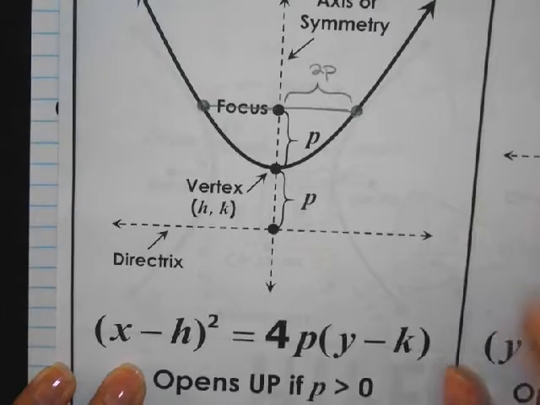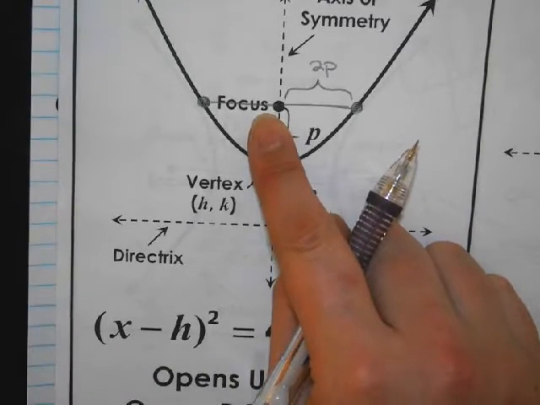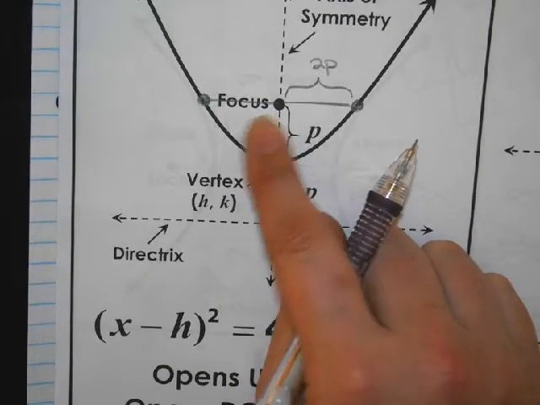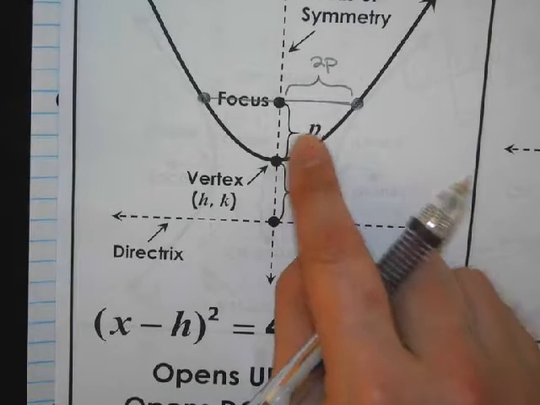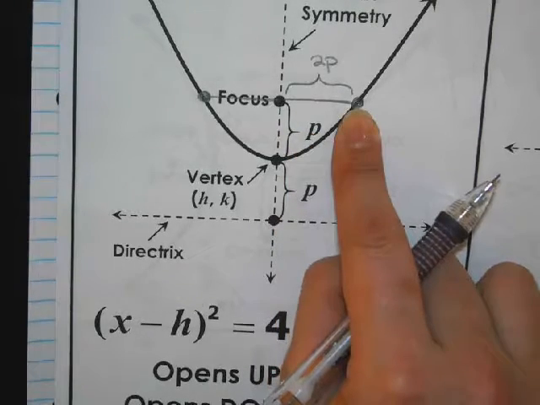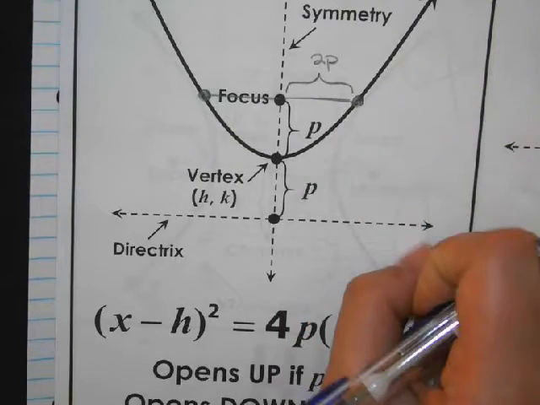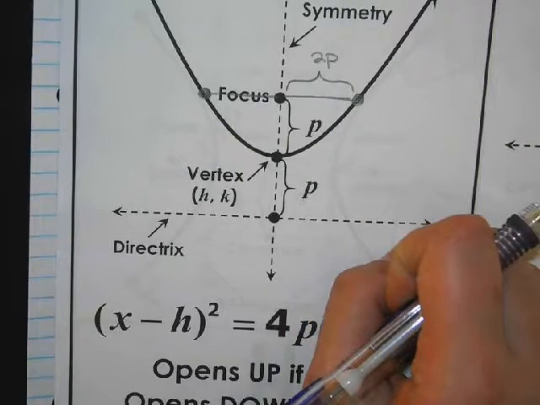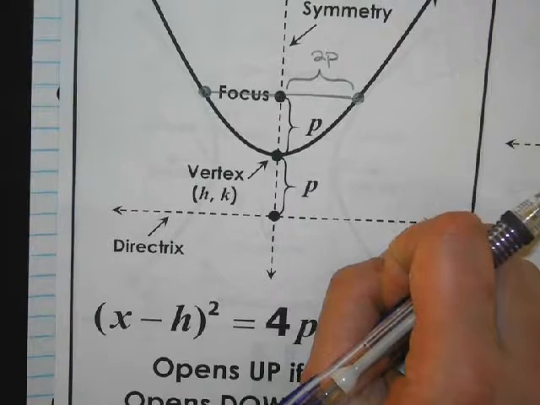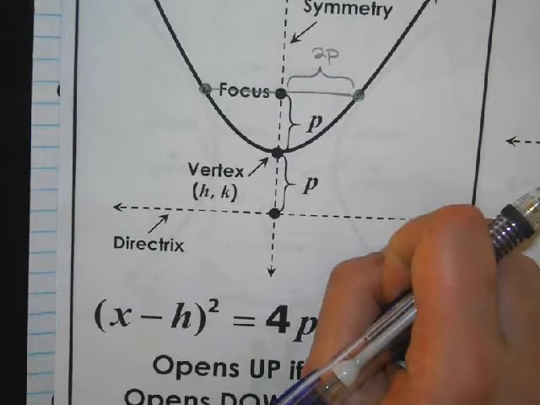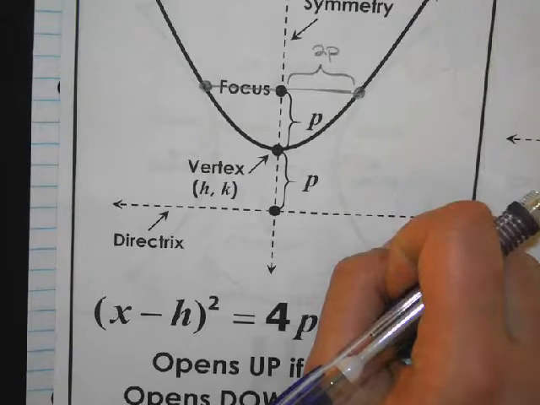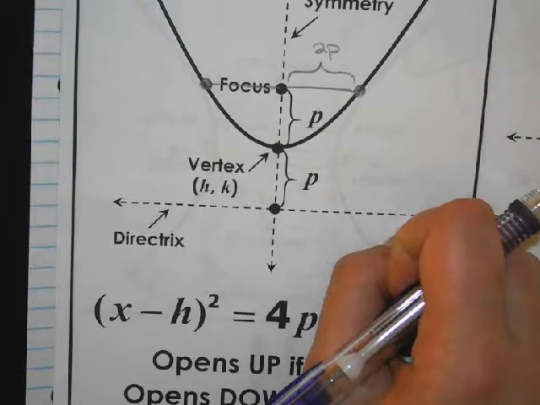So what we did is we just took the drawing in the packet and we added in the line that makes up the lattice rectum, and we drew the endpoints so that we know what other points we can draw on our parabola. Once we have 3 points, we can make that U shape really easily. Okay. So whenever you guys draw a parabola, I expect you to have 3 points, and these are the 3 points I expect to see. Okay?